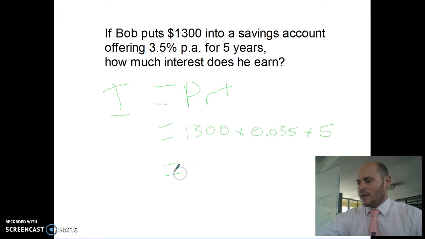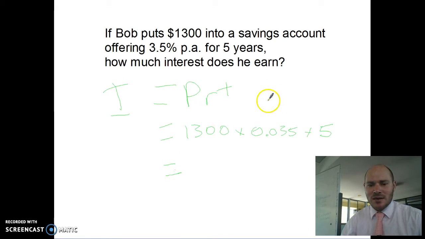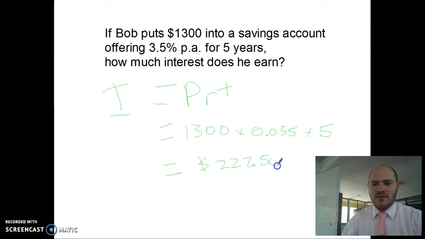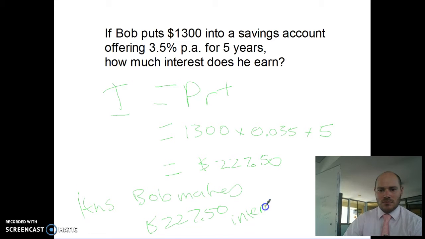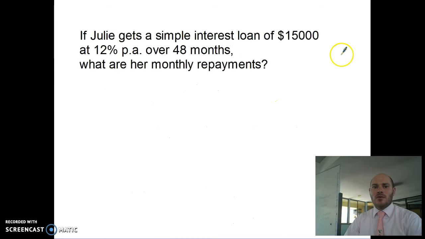Now the really simple part of that is I punch all of that as is into a calculator. We go 1,300 times 0.035 times 5, and I end up with $227.50. So when I look at my answer, Bob makes $227.50 interest. We need to get into the habit, when we have a word problem, so it's saying how much interest does he earn, of answering that as a sentence. So a simple sentence there: Bob makes that much interest.